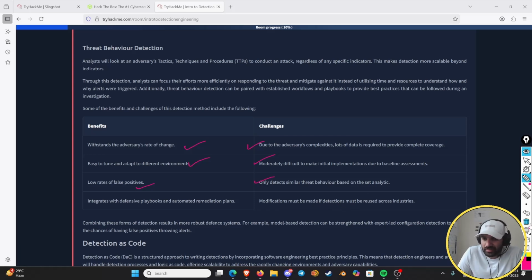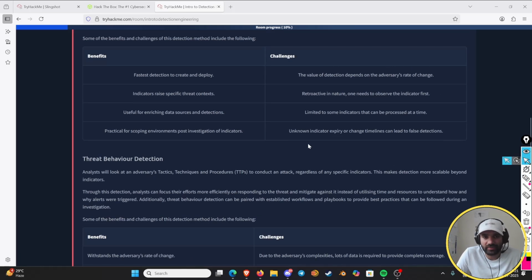So this is a room with a lot of theory and a lot of information. I don't think we have anything practical in this room.